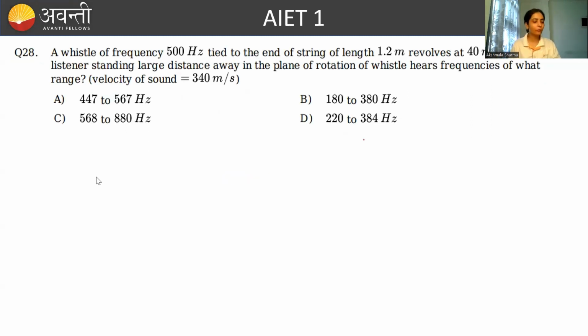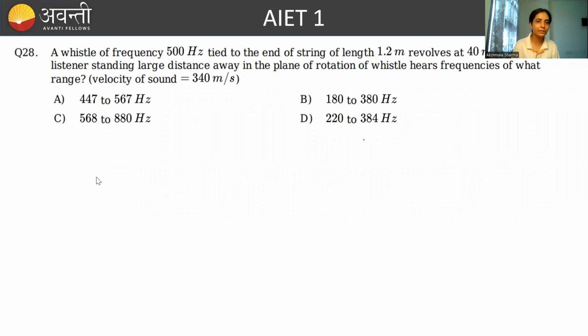Now this is a question from which topic? This is from Doppler's effect. And here you don't need to do anything. You just need to remember a formula, and then you need to draw the diagram, whatever question is given, and then just apply the formula.